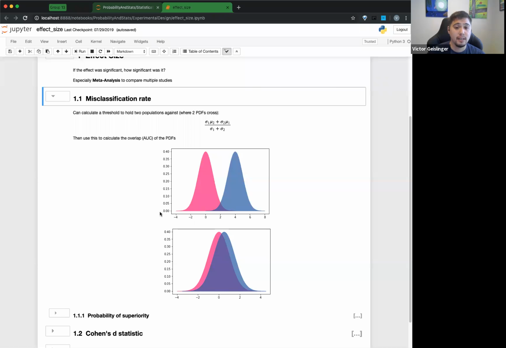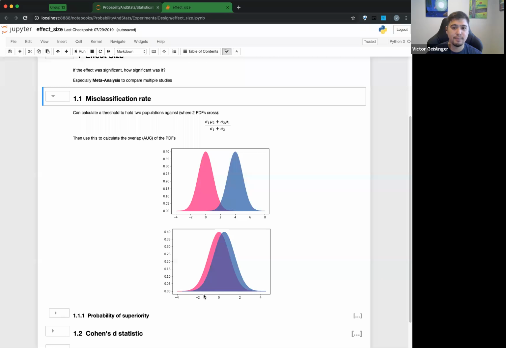So the problem is that if you get some value down here, you might accidentally misclassify it as pink over here, even though it's blue. But that's a very, very small number of people. However, over here, because the effect size is so small, there's a pretty good chance that someone who is in blue, on this side, will be misclassified as pink when it really should be blue. So we can actually calculate this misclassification rate.